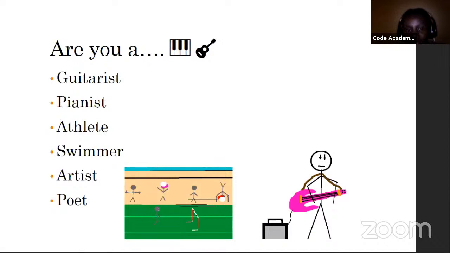Okay, so we've looked at scenario 1, scenario 2. Now scenario 3, it could be a skill you know. So are you a guitarist? Are you a pianist? Are you an athlete? Are you a swimmer? Swimmers, athletes? Maybe, okay. So you could be a swimmer, you could be an artist, and you could be a poet. I think poetry especially is a very nice thing you could put in Scratch. So are you able to put your skill in Scratch? So these 2 pictures you see.